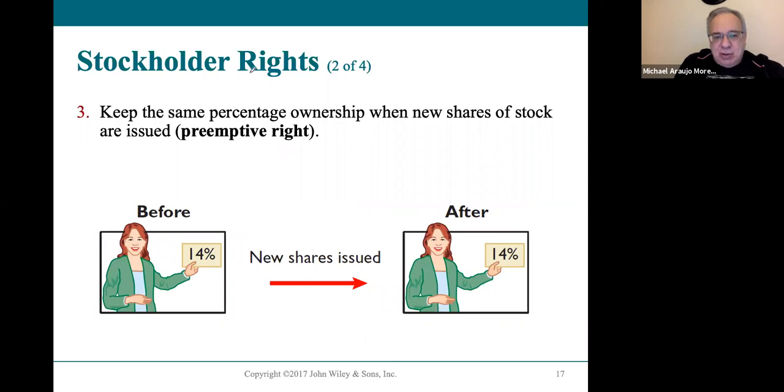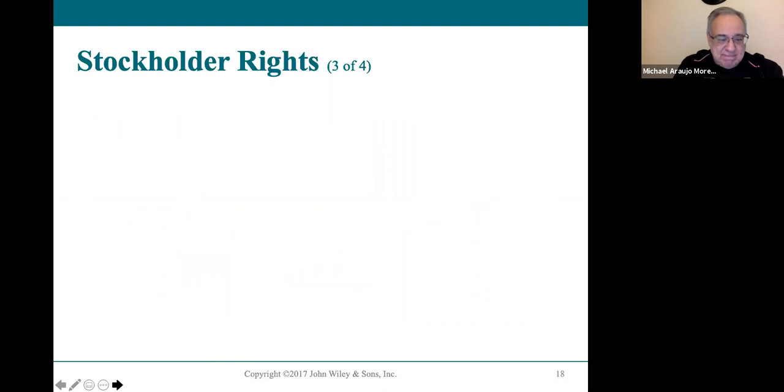Another right that a shareholder has is the right to keep their ownership the same as more shares get issued. So let's say there's a company now that has 100 shares and I have 14 of those shares. So I have 14% ownership in the company. The company wants to issue another 100 shares. Well, I have a right to keep my ownership at 14%. So I have a right to buy the shares first to keep my ownership the same. I can forfeit that right, but I have the right to keep my ownership the same.